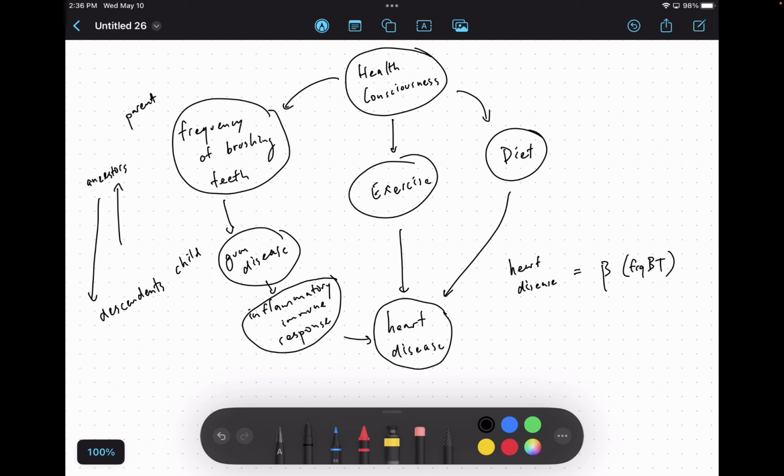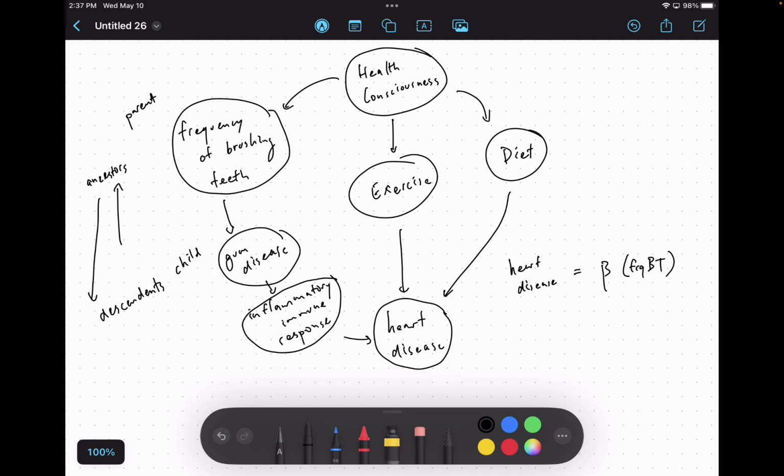And so, again, the perspective is, with all of this information, maybe you could get, or let's say, frequency of brushing your teeth is a very accurate predictor, or let's say this is very well correlated to health consciousness. And so by controlling for frequency of brushing your teeth, you are also somewhat controlling for exercise and diet. And so from a predictive sense, I may do really well at predicting heart disease.